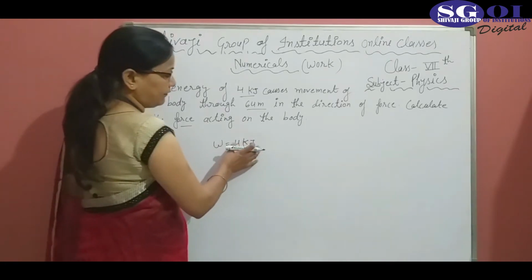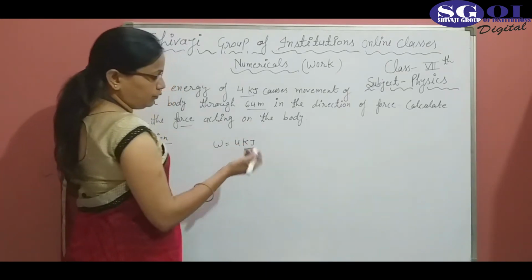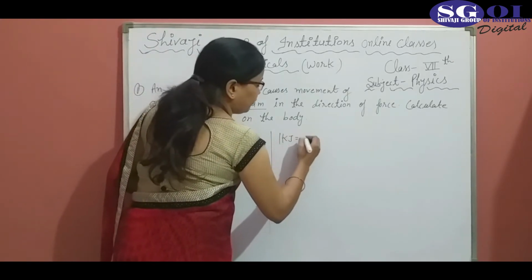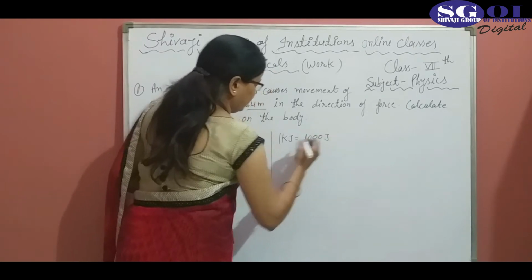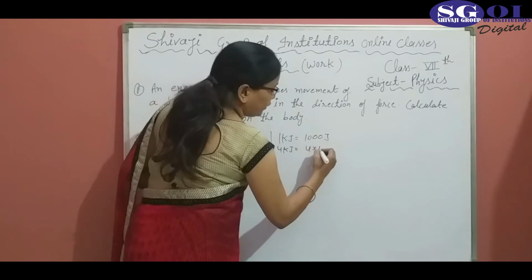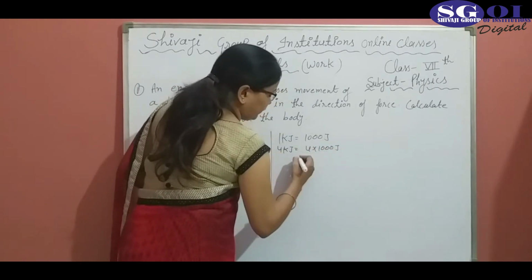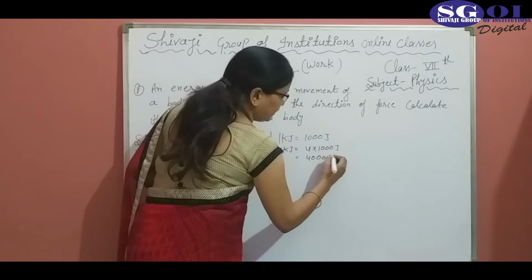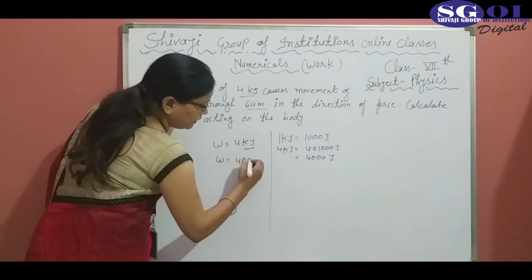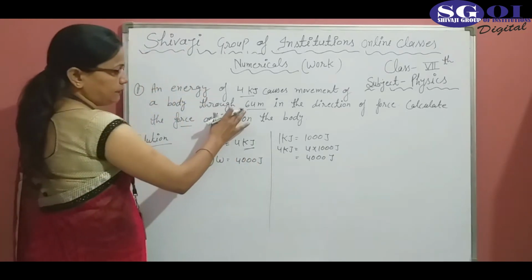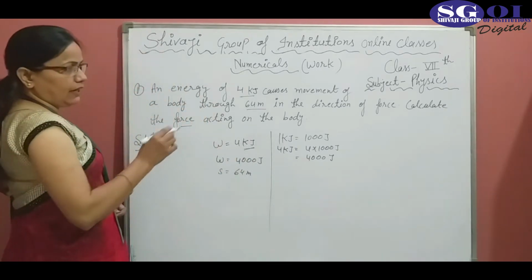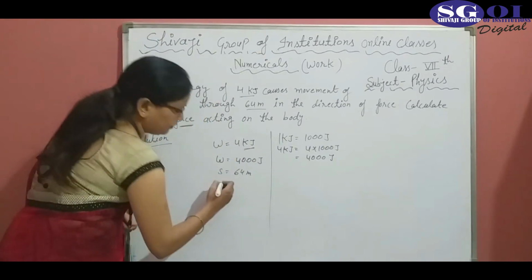So firstly we have to convert kilojoule into joule. 1 kilojoule equal to 1000 joule. So 4 kilojoule equal to 4 into 1000, which is equal to 4000 joule. So work done is 4000 joule and displacement is 64 meter, and we have to find out force.